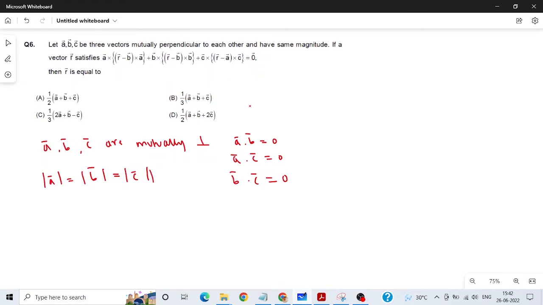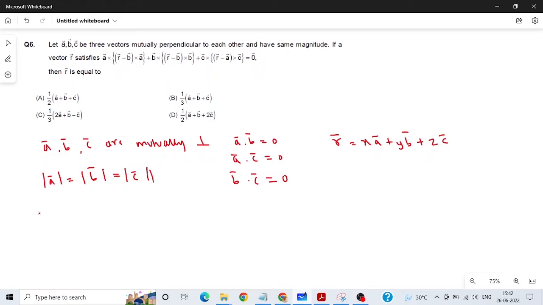A very important point here is that R bar is a vector. A bar, B bar, C bar are mutually perpendicular. So if you have three mutually perpendicular vectors, any vector in three-dimensional space can be written as a linear combination of A bar, B bar and C bar. That is, R bar can be written as X A bar plus Y B bar plus Z C bar, where X, Y and Z are scalars. Okay. So now we have to simplify our equation.